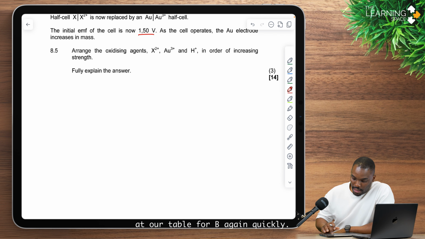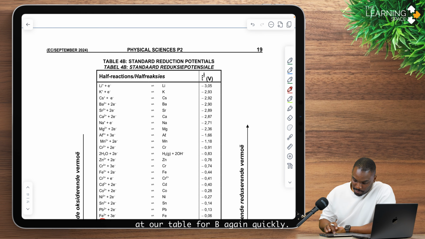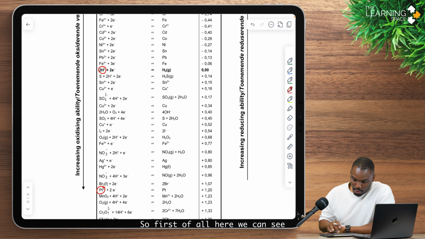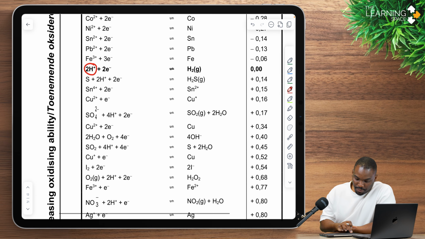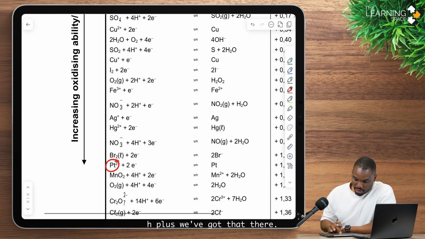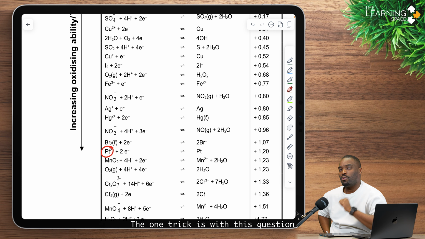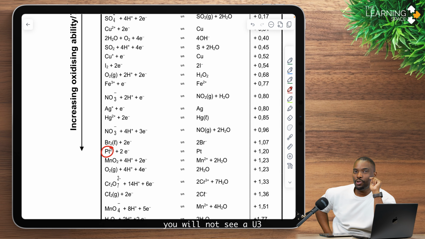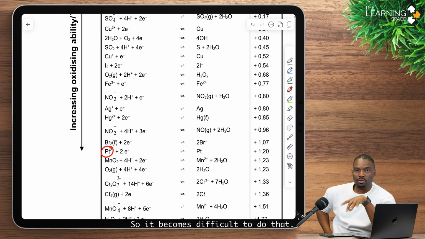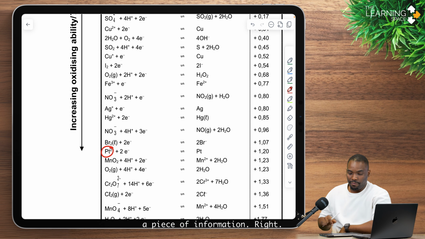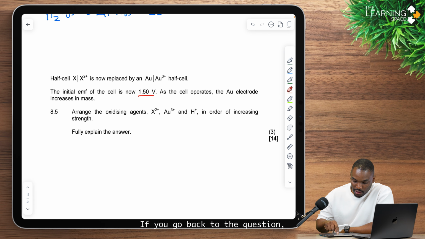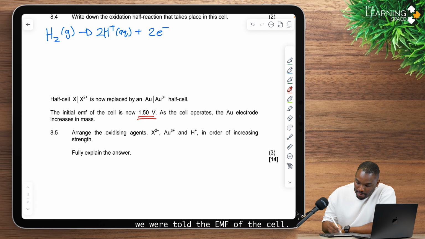So let's have a look at our table 4b again quickly. Let's find the values. First of all, here we can see H plus, we've got that there. We've got Pt2 plus. The one trick with this question is that you will not see Au3 plus on this table, so it becomes difficult to do that. But we were given a piece of information. If you go back to the question, we were told the EMF of the cell.